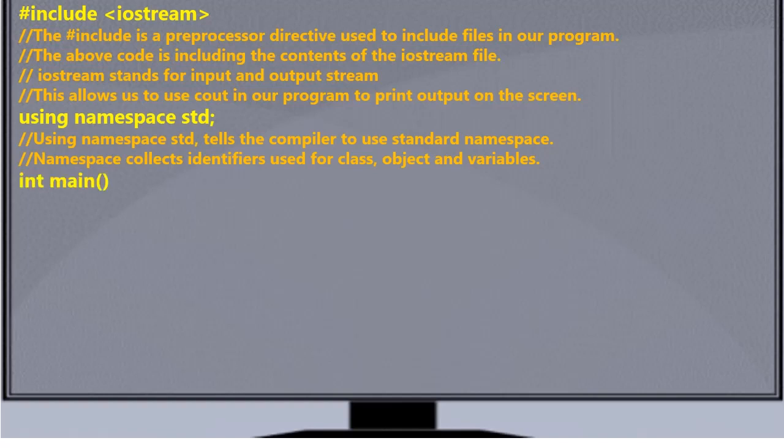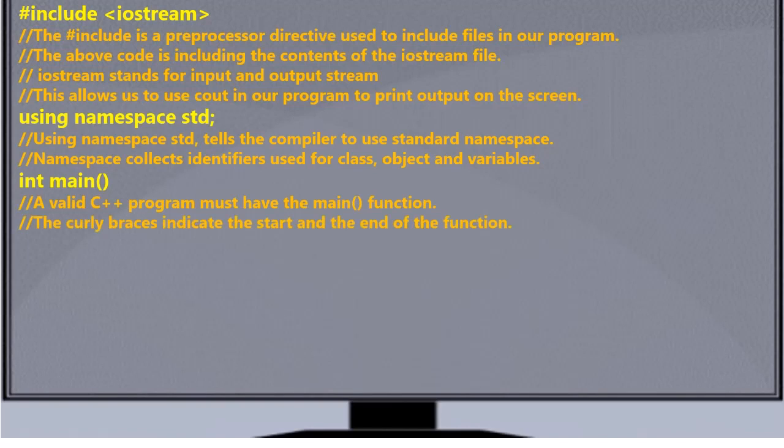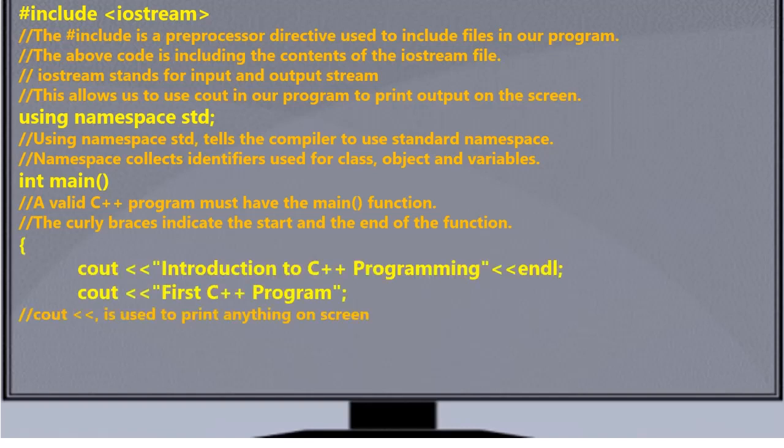Now the next line is int main, integer main. A valid C++ program must have the main function. The curly braces indicate the start and the end of the function. Cout is used to print anything on screen, and endl is used to insert a new line, as we have seen after execution of the program, and semicolon is used as the statement terminator in C++.